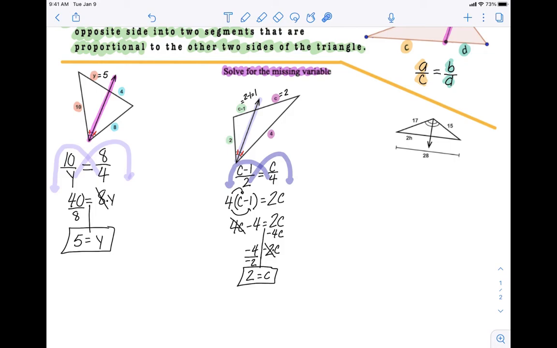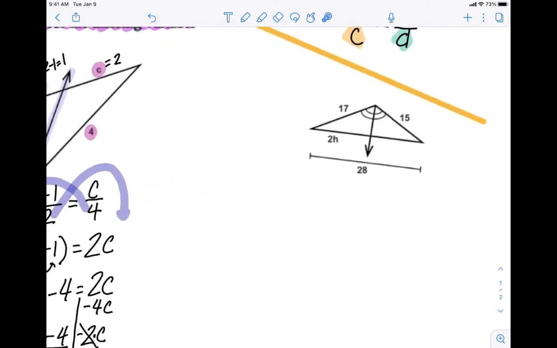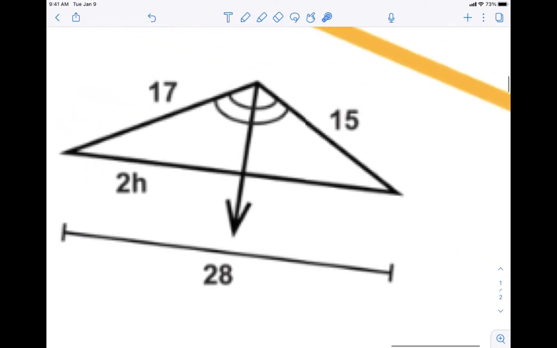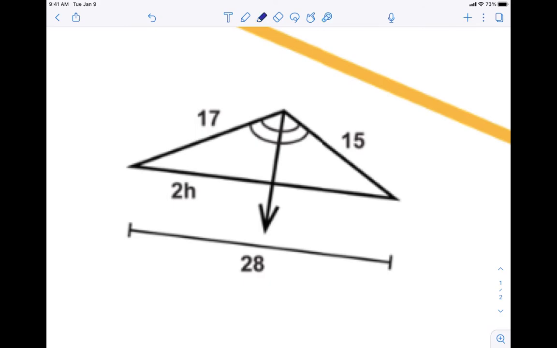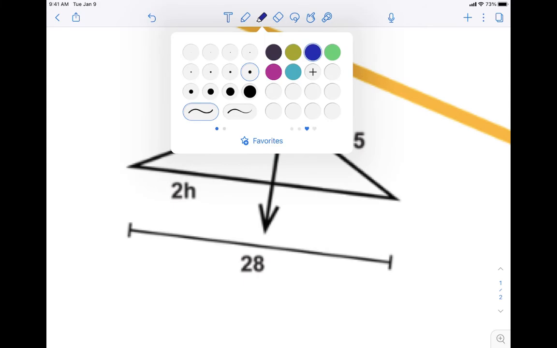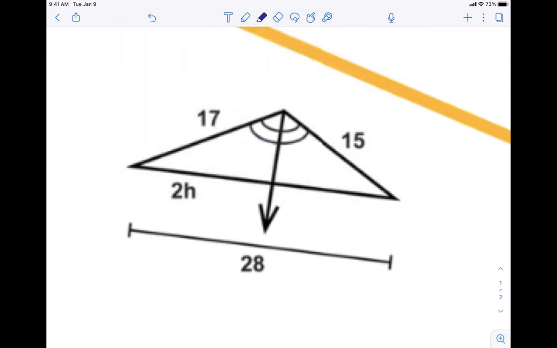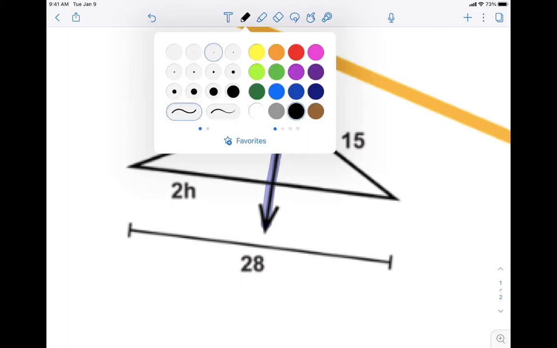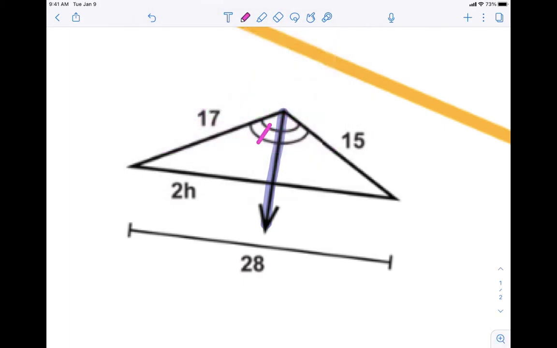Right? Let's do one more example here. So first thing we always do is we identify the angle. Go a little thinner there with that one. We identify the angle bisector, which is that line right there. So that line split this angle into two, right? Which was this angle and that angle.